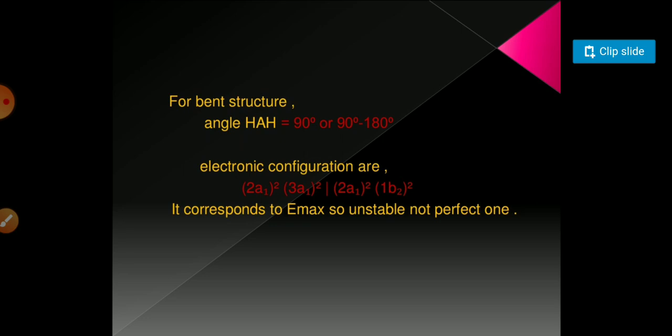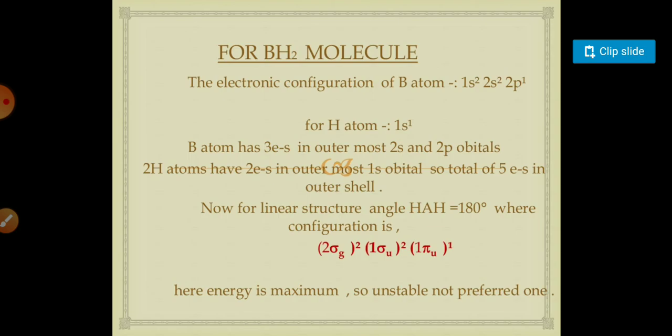If the bent rule is applied for this kind of compound, the angle of HAH is 90 degree or 90 to 180 degree. The electronic configuration is 2a1 square, 3a1 square, 2a1 square, 1b2 square. So it is unstable for this kind of molecule.